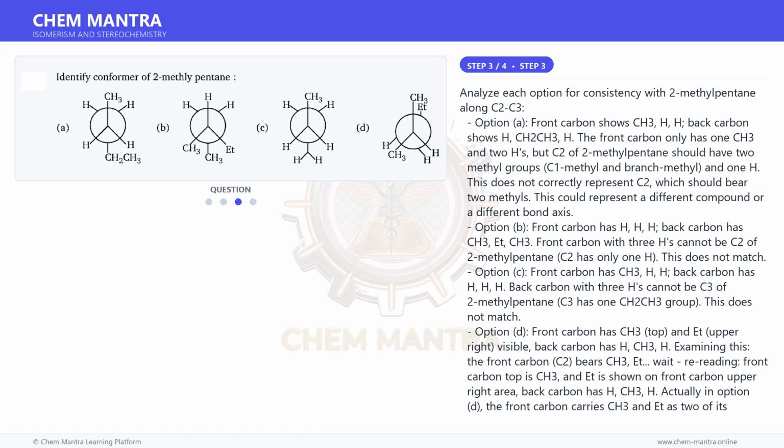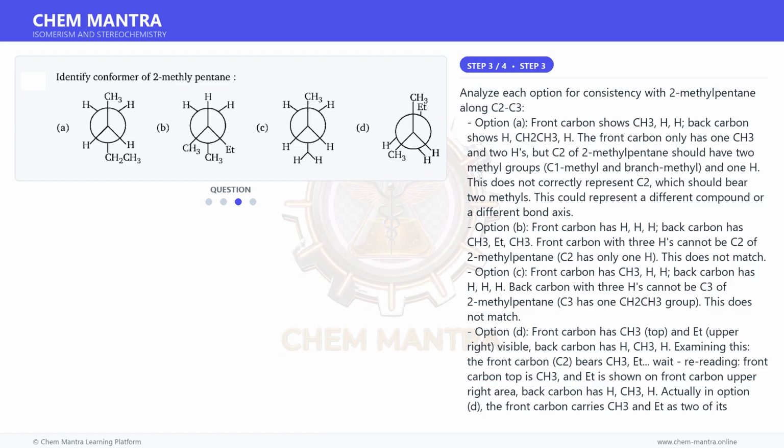But described differently. Rereading option D, front carbon has CH3, top, at, shown near front, back carbon has H, lower left, CH3, bottom, H, lower right. So front is CH3, Et, H, and back is H, CH3, H. Front carbon C2 has methyl from C1, methyl branch, H, that is two methyls and one H. But option D front shows CH3 and Et.